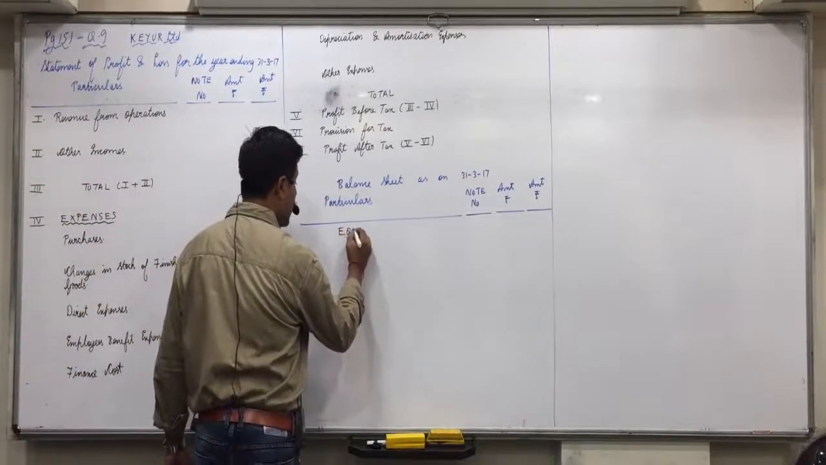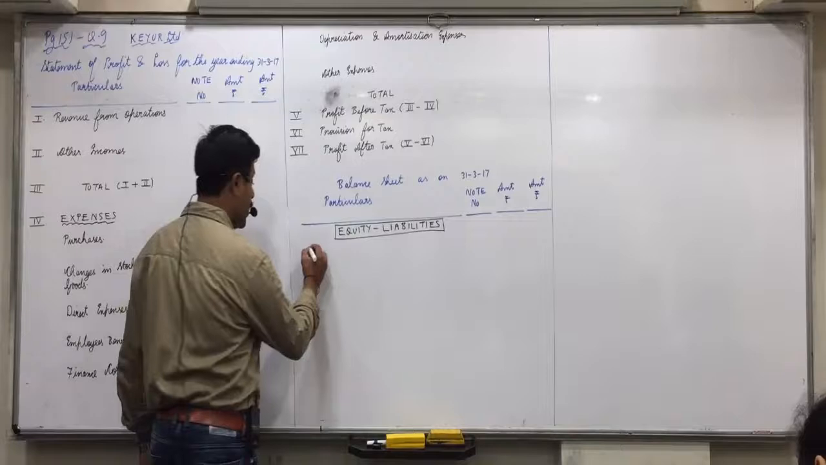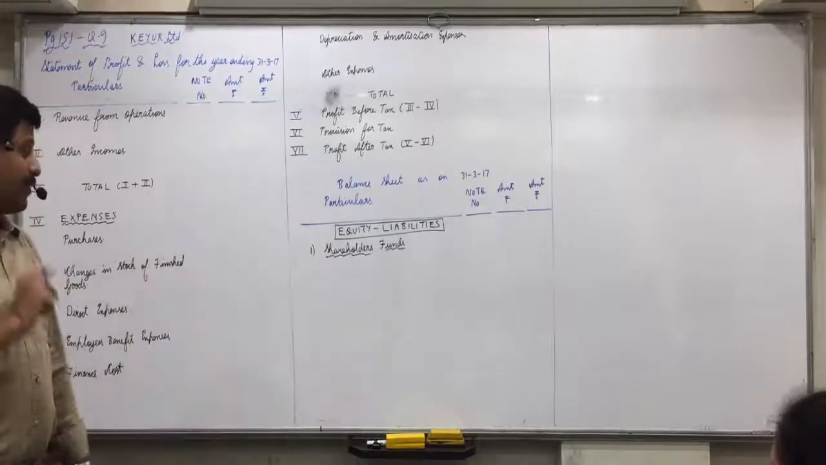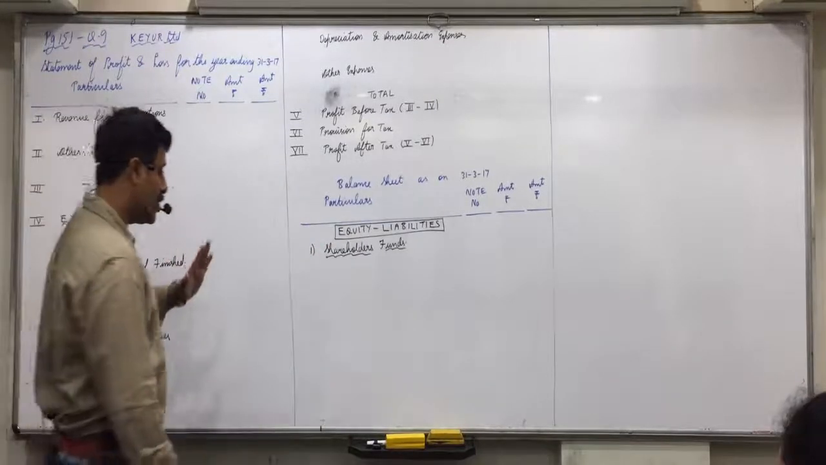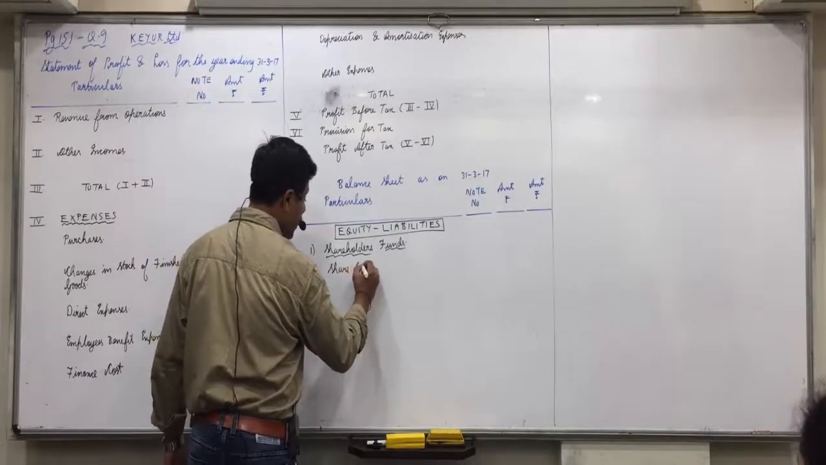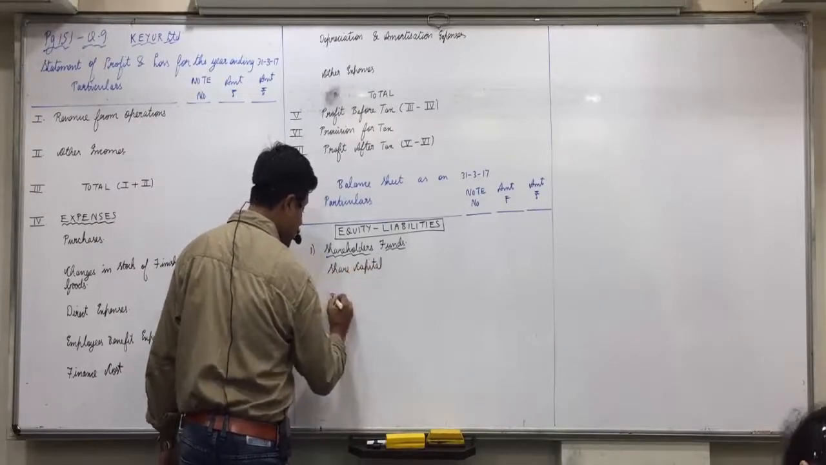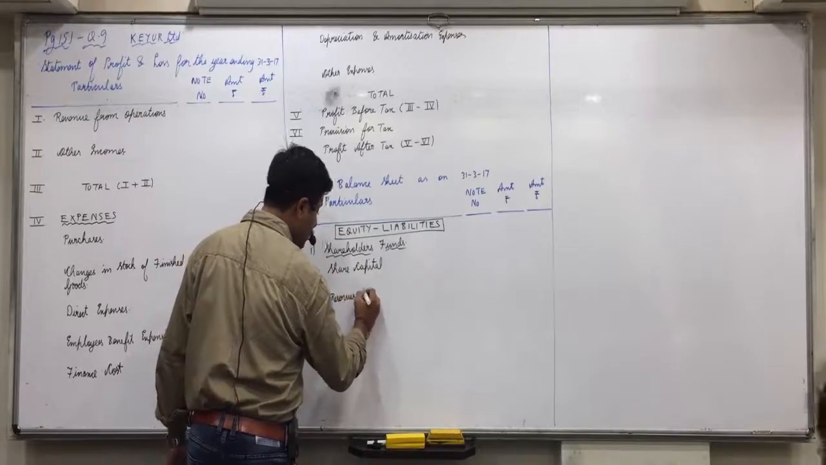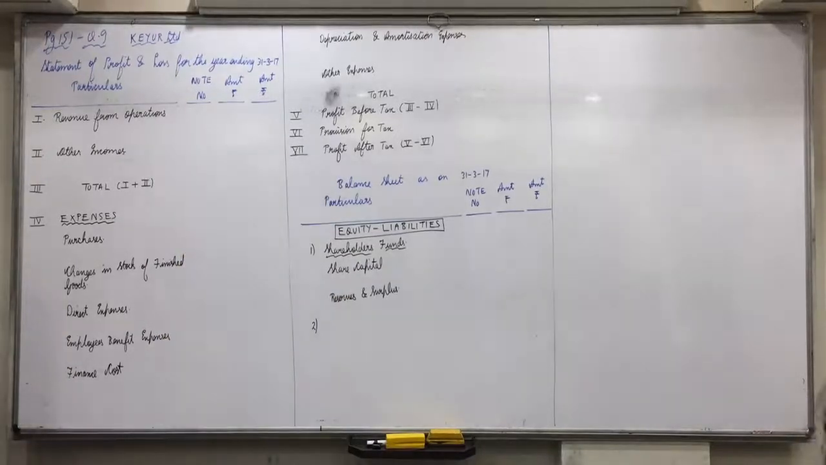Equity and liabilities. Shareholders' funds. Which 2 things will come? SR. S stands for share capital. R stands for reserves and surplus.